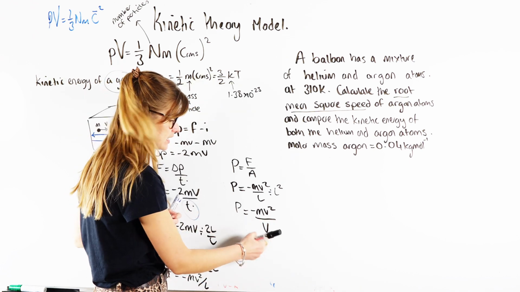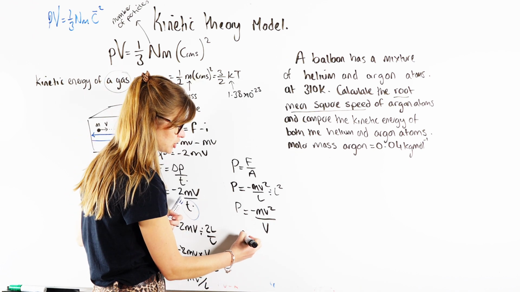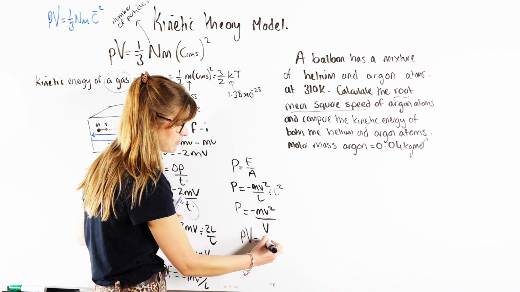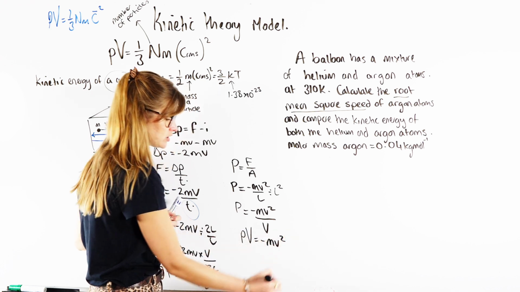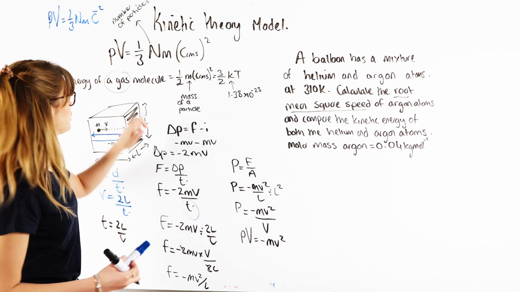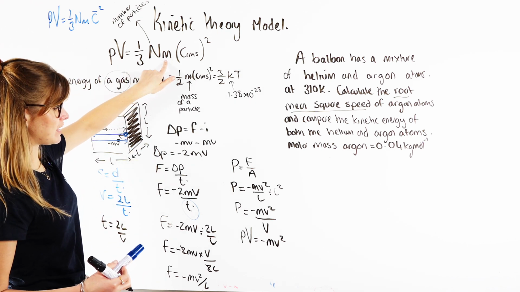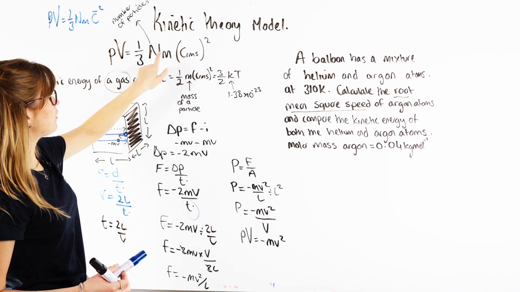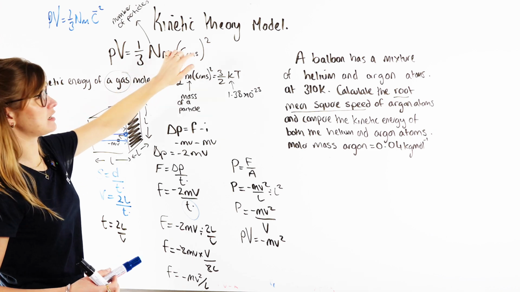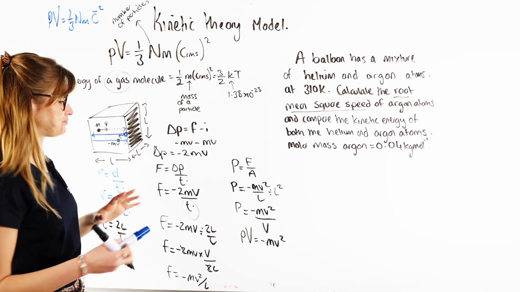So now I can change that to say pressure times volume is equal to minus mv squared. Okay, so far that's pretty good. Pressure times volume, I've got an m, I've got some type of speed squared. But what I have here is a capital N, a third, and c RMS squared. So how do we relate those?